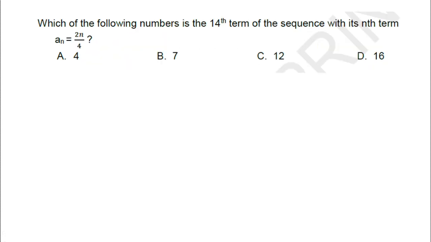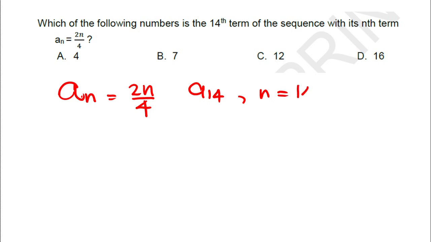Next question, which of the following numbers is the 14th term of the sequence with its nth term a sub n equals 2n over 4? In this type of problem, the given is the general rule of the sequence, which is a sub n equals 2n over 4. Then we are asked to find the 14th term, or the a sub 14. Thus, n is equal to 14.